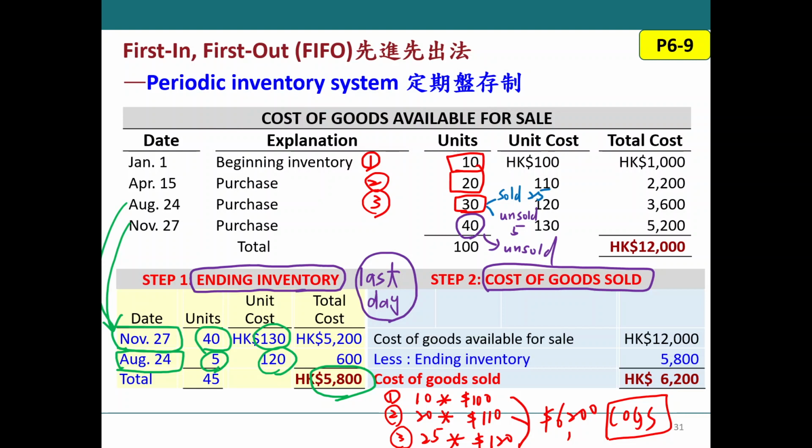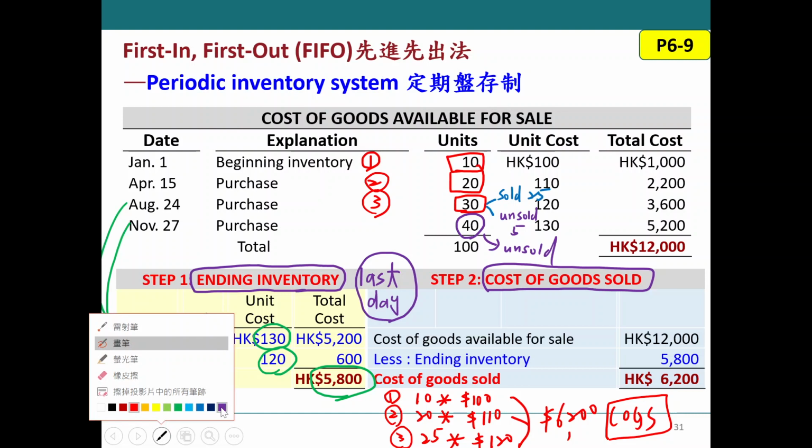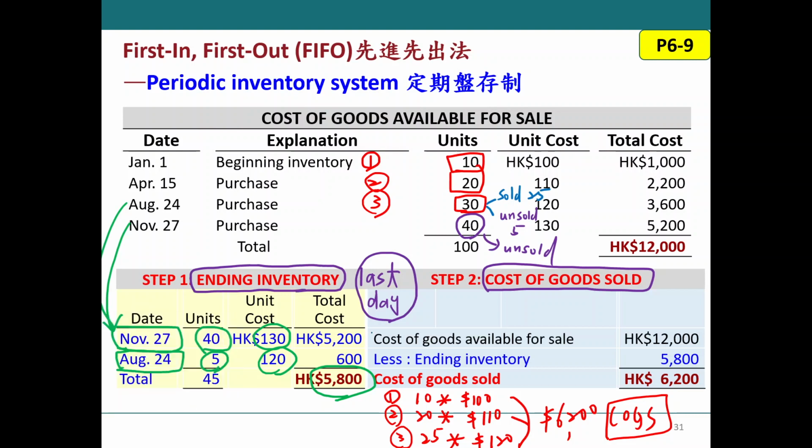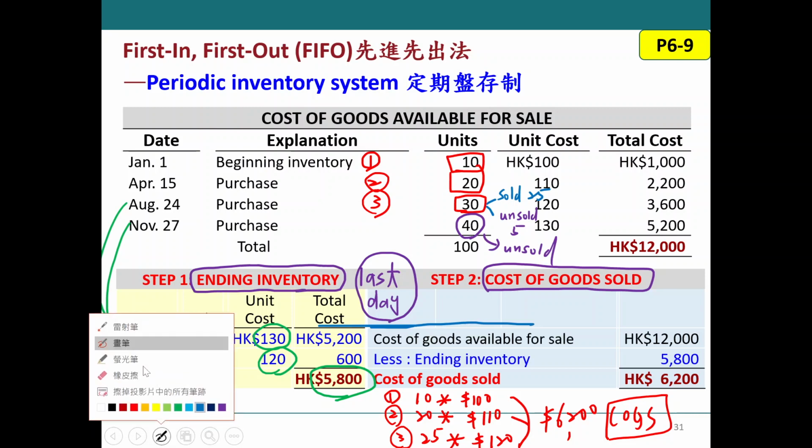Or you could use another way. What's another way? Remember how to get cost of goods sold? Total inventory you have minus any inventory you got cost of goods sold, right? So there's another method you can get cost of goods sold. Total inventory you have $12,000 minus any inventory from here. Then you will get cost of goods sold. So this is another way you will find out your cost of goods sold. Use your formula.